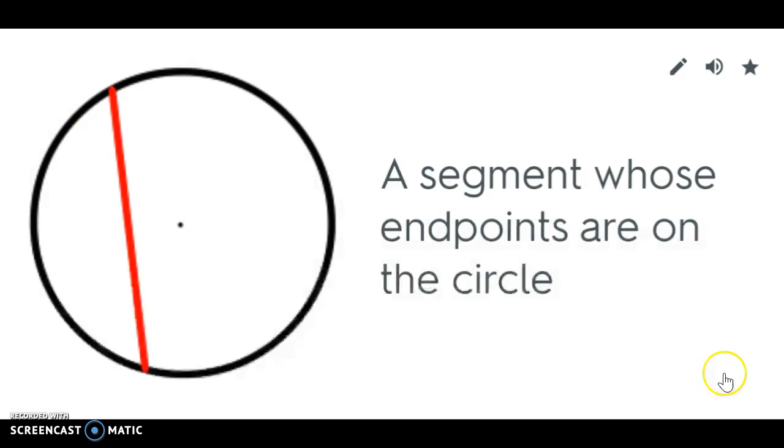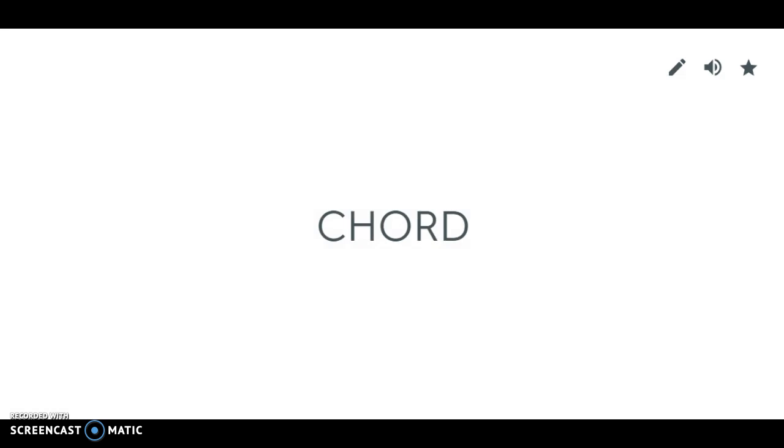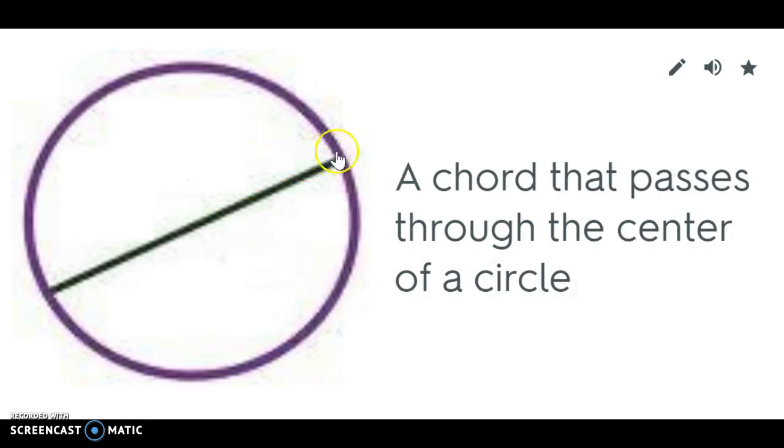A chord is a segment whose endpoints are on the circle. So I have an endpoint on the circle and an endpoint on the circle. It does not pass outside of the circle, it stays within the circle. A diameter. Well, a diameter is a chord because it touches both sides of the circle, and it passes through the center, and the center would be right about here.